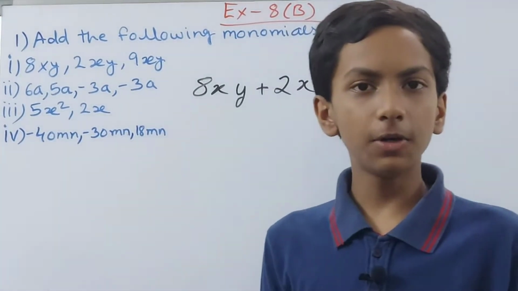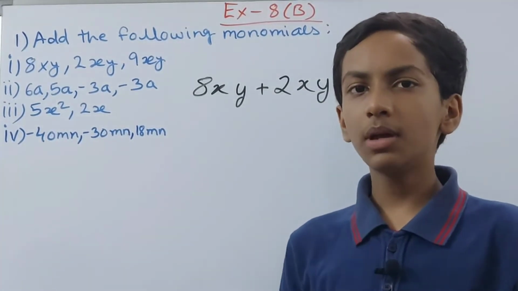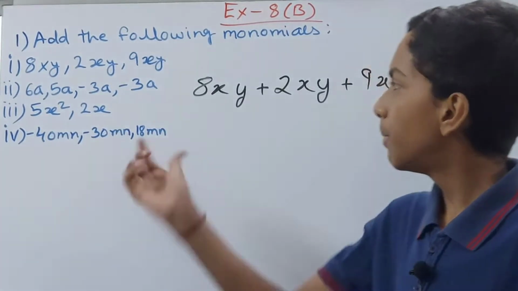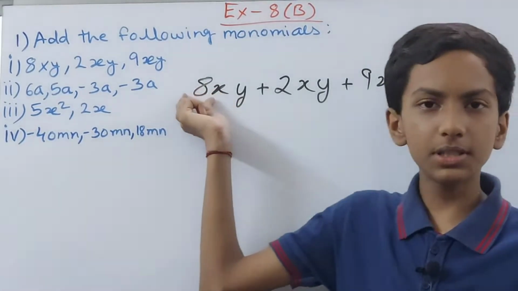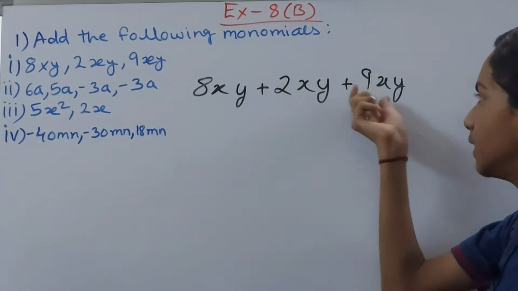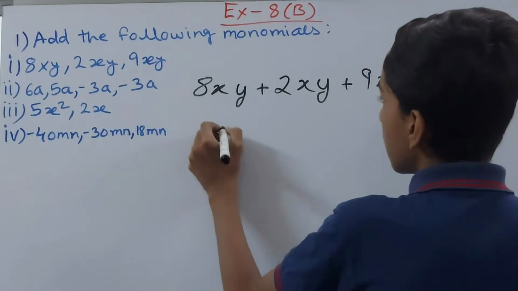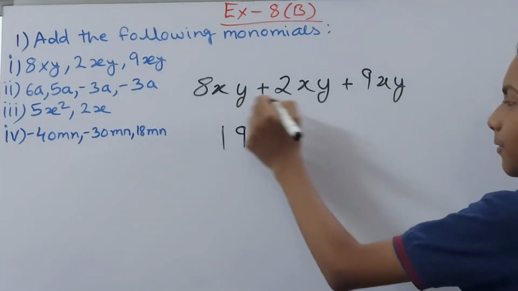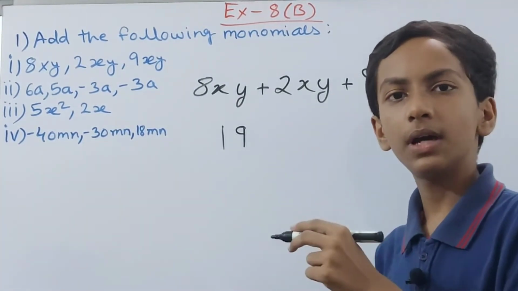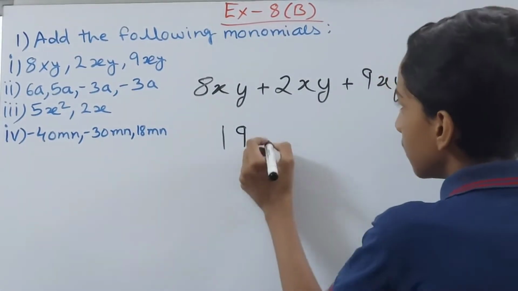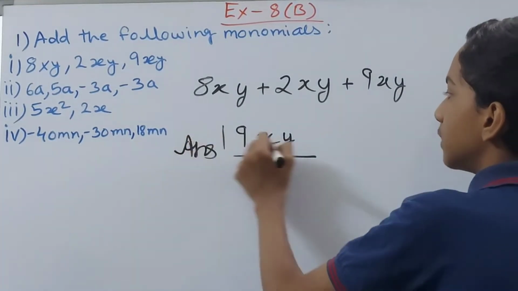Now we proceed further on to the next step. What is our next step? In the next step we add the numerical coefficients, or you can say the numerical part of our expression. The numerical coefficient here is 8, here is 2, here is 9. We add all three of these up. So 8 plus 2 is 10, plus 9 is 19. And for the variable part, we don't write xy 3 times, we just simply write xy, the common variable part. This becomes our answer, 19xy.